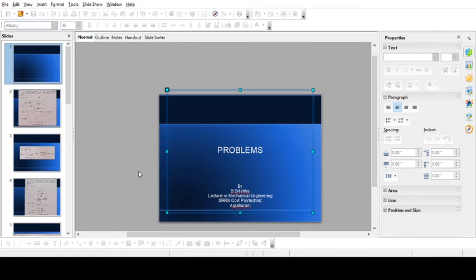Next, strain in the z direction. It is Ez equal to sigma z by E minus sigma x by mE plus sigma y by mE. Now this is equal to minus 160 minus 0.25 into 80 minus 0.25 into 160 by E. So you will get minus 220 by E.